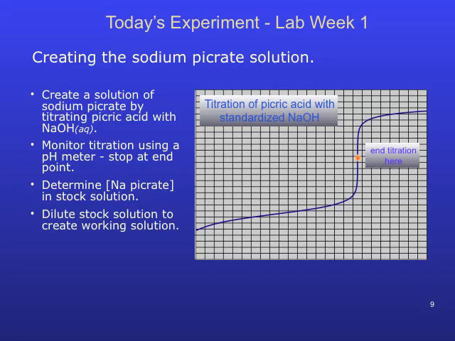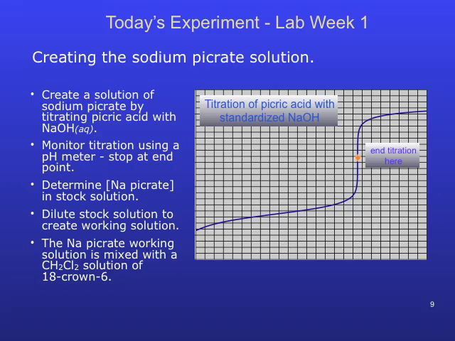A measured volume of this stock solution is then diluted using a second volumetric flask to create the working solution of sodium picrate. It is this working solution of sodium picrate that is mixed with a methylene chloride solution of 18-Crown-6.